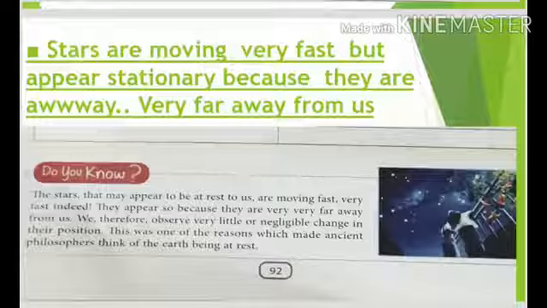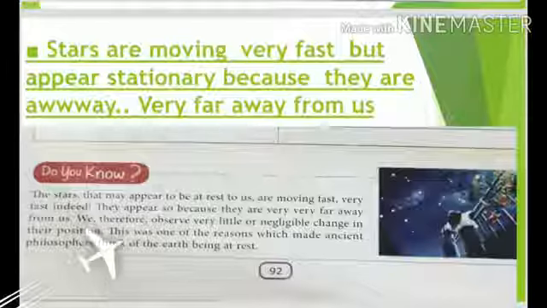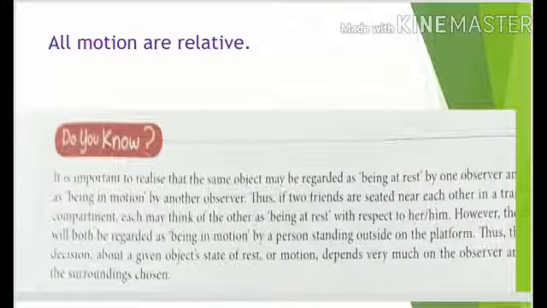Stars are stationary or in motion. A do you know is given at page number 92. This topic was already discussed by us in our 5th class. Again, we are revising that stars are moving at very fast speed. But why they appear stationary? Because they are very, very far away from us. Another do you know is very interesting one that is given at the same page. All motion are relative. What is the meaning?